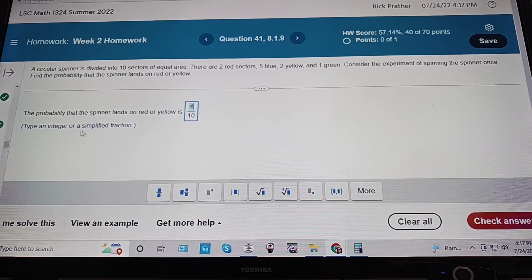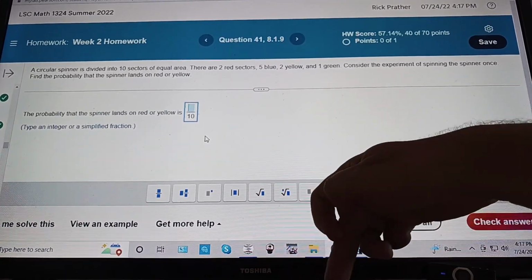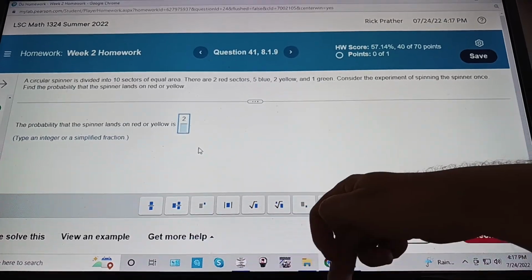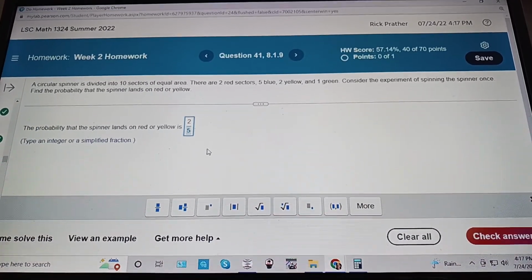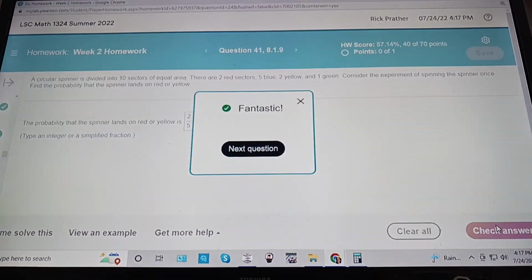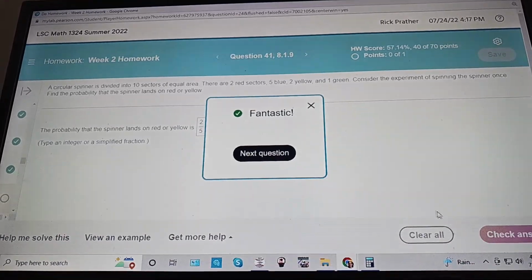Type an integer or a simplified fraction. This is a fraction, but it's not simplified. Divide 4 by 2 and 10 by 2. So that's what's different now, is that we're not going to get integers. Now we're going to get decimals and fractions. But you always want to be thinking good over total for probability.